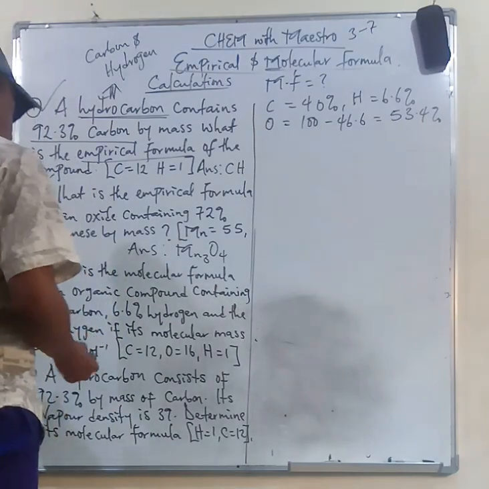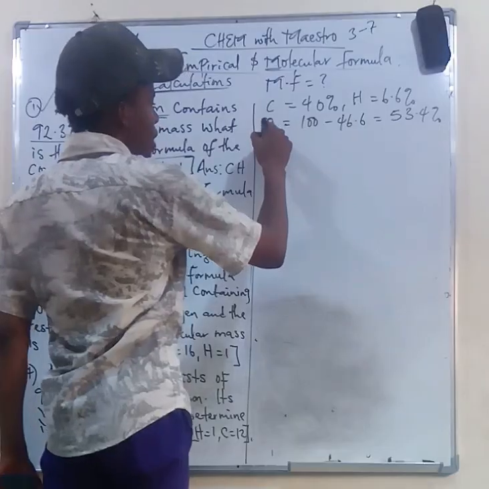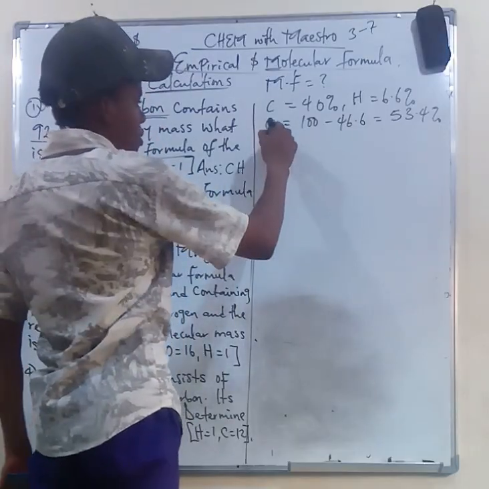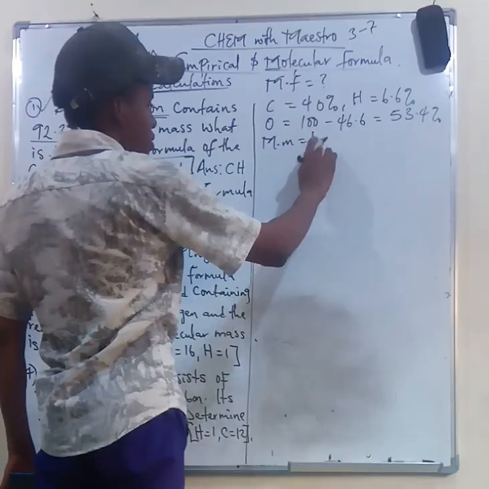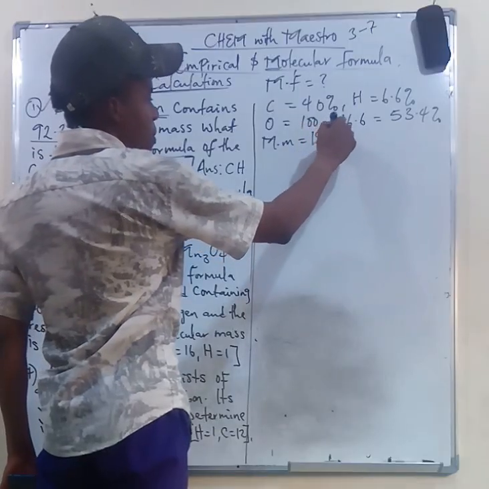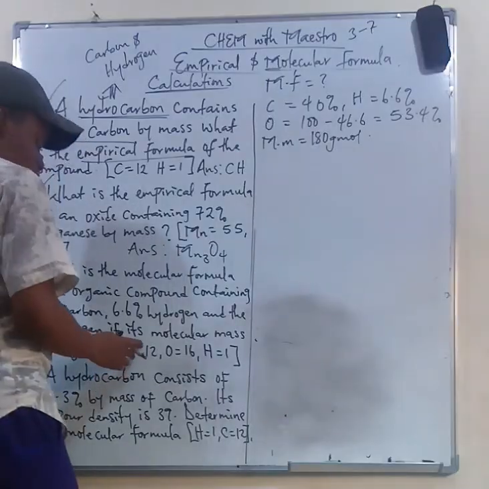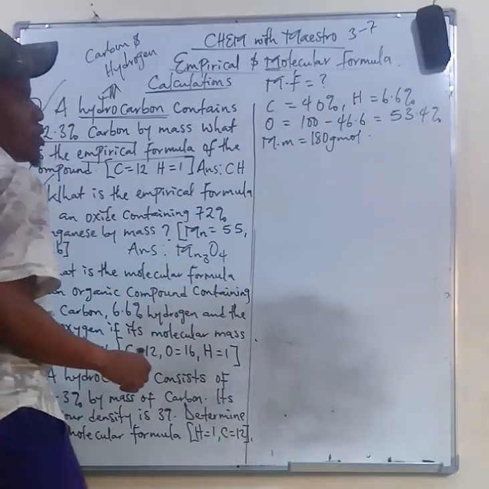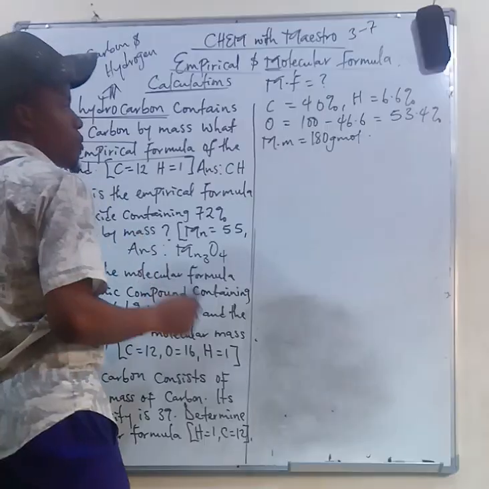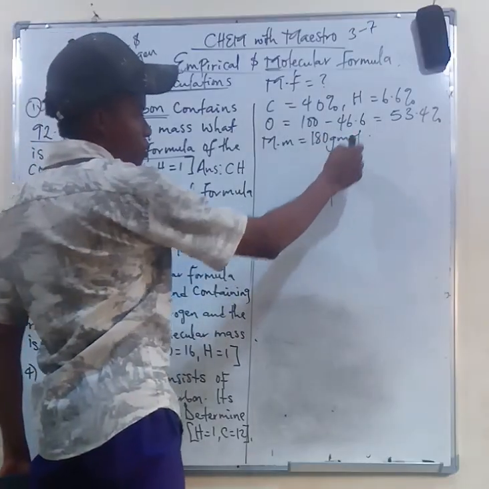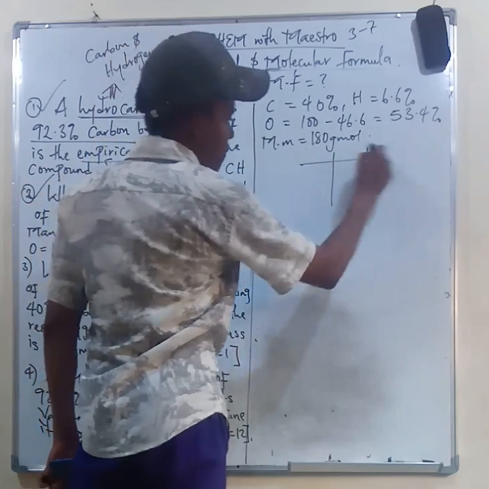Then they now said its molecular mass is 180. So the molar mass of the compound is equal to 180, sorry, 180 gram per mole. So we're given our normal molecular mass. First thing first, we're going to look for the molecular formula. Now let's first calculate the empirical formula. We're going to find our empirical formula first.